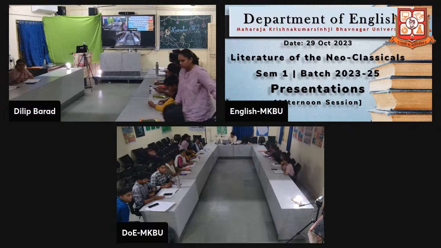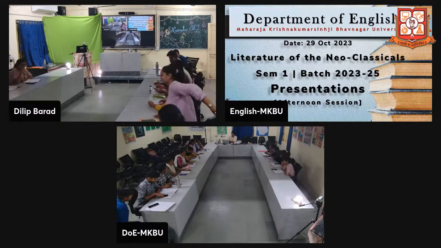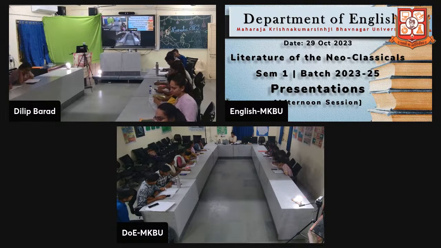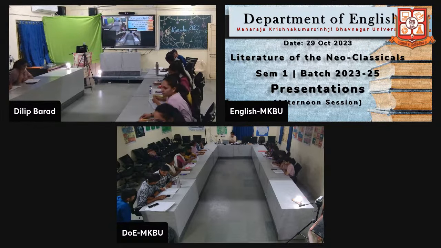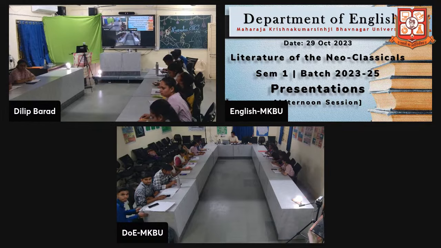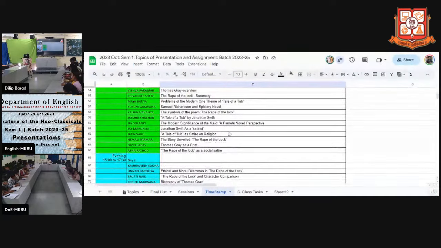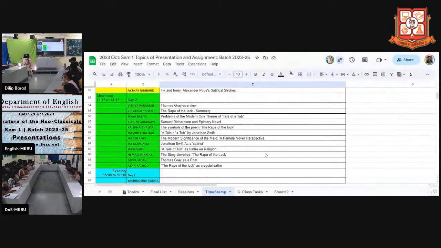Today is the second day of our presentation, the afternoon, second slot of the session. Today, students are going to make presentations on neoclassical literature. Let us have a list of the students who are going to present, and let us also have a look at their topics. We hope that today everybody would have written correct topics, and you might have learned from yesterday's suggestions also.